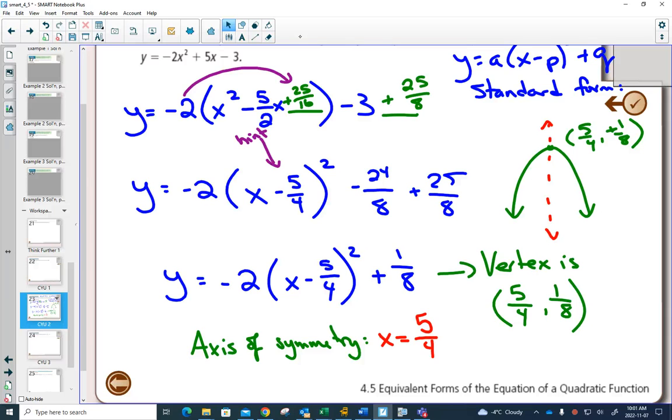Questions for practice on this one, please circle 8 and 10. Actually, I'll give you 5 minutes to try those right now, just to practice the completing the square.